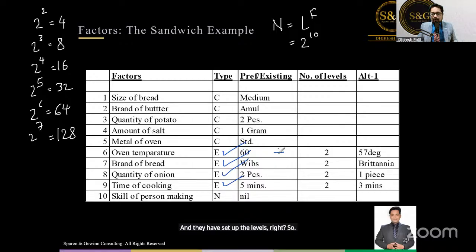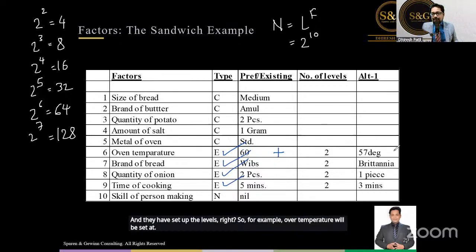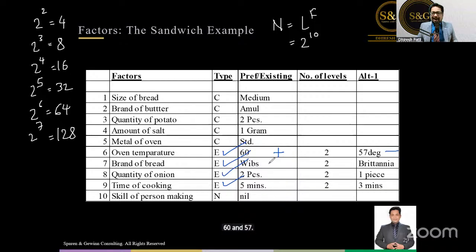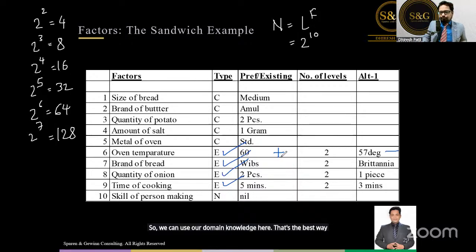So for example, oven temperature will be set at 60 and 57. Brand of bread, again, see, there is nothing called 80-20 rule here, meaning we have to use our domain knowledge. We can use our domain knowledge here. That's the best way of doing this.